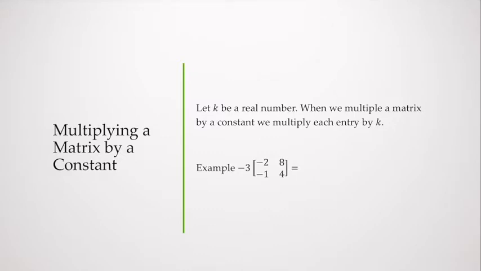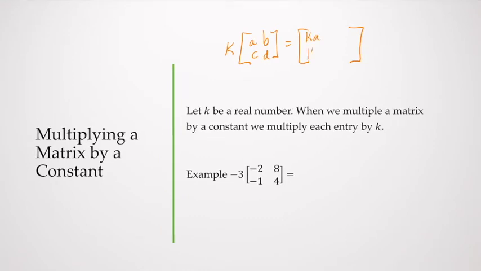I can also multiply a matrix by a constant. So let's let k be a real number. When we multiply a matrix by a constant, we multiply each entry by k. So let's say I had k times the matrix A, B, C, D. This would give me the matrix KA, KC, KB, KD. I'm taking that constant times each element in our matrix. So here I have a matrix and I'm multiplying it by -3. I'm going to get back out a 2 by 2 matrix, right? We aren't changing the size of our matrix at all.